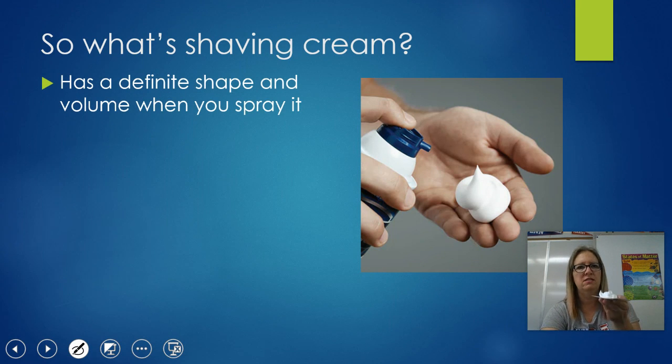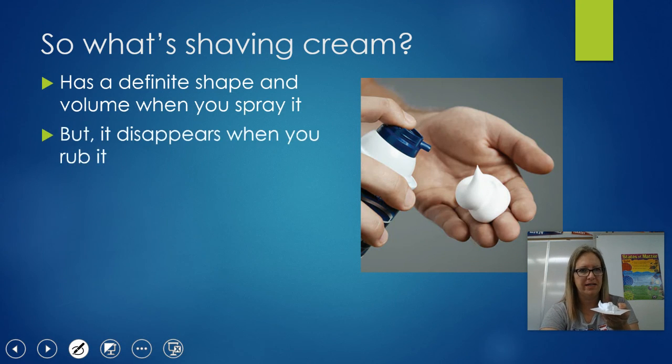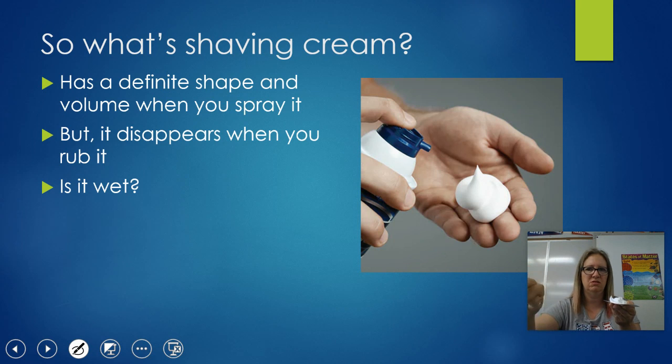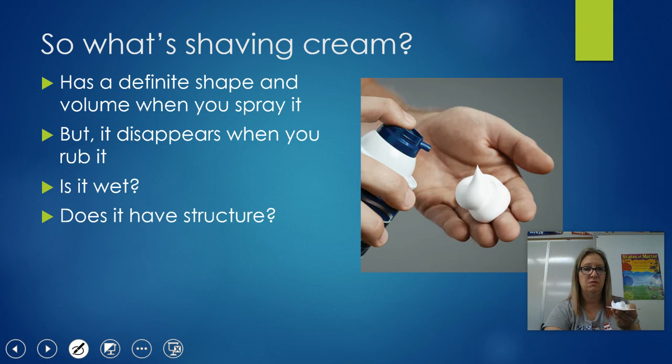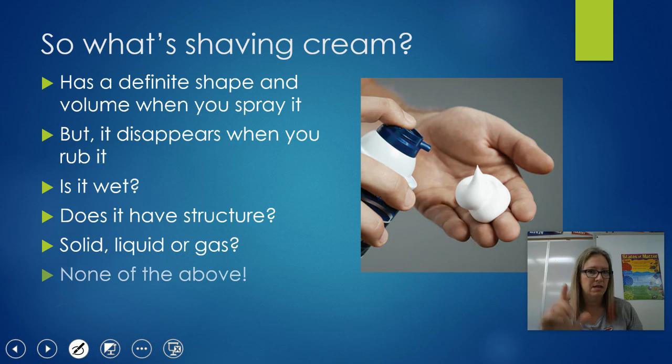So again, it has definite shape and volume when you first spray it. It disappears when you rub it. Is it wet? It feels a little wet, but now it's just almost completely gone off of my hand. Does it have structure? Well, yeah, I put a penny on it, okay? So is it a solid, a liquid, or a gas? It's none of those. You need to research what shaving cream is. It's something different. It's something more complicated.